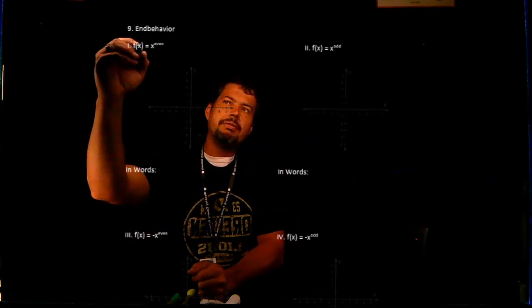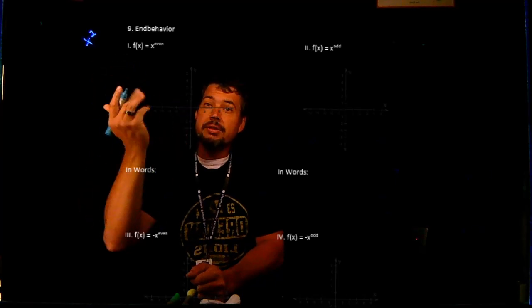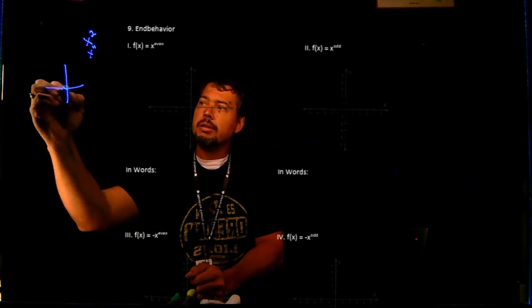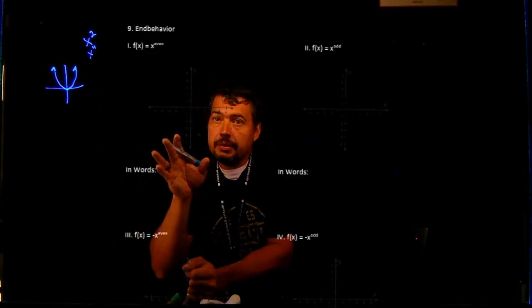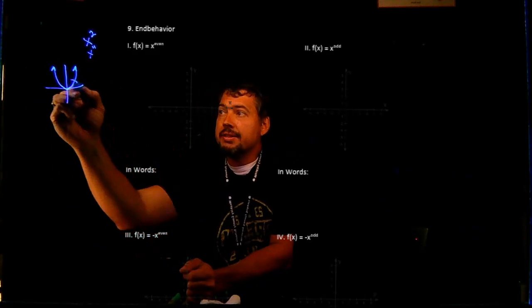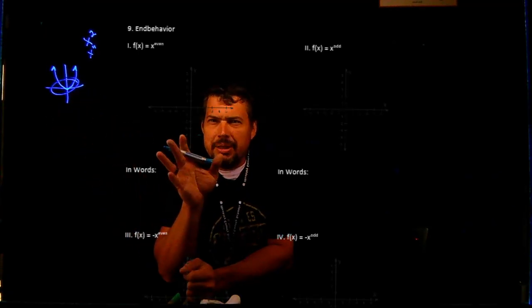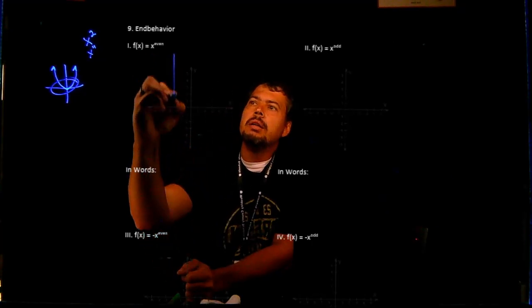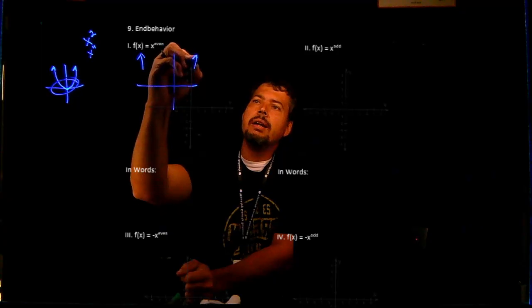Now, when you see f of x equals x to the even, I hope you're thinking about x squared, or maybe an x to the 4th. It doesn't matter. But x squared, remember, it looked like this, okay? Now, what I need to see from you is not a graph that has this stuff in the middle. It's called end behavior. It's not called middle behavior. It's not called origin behavior.